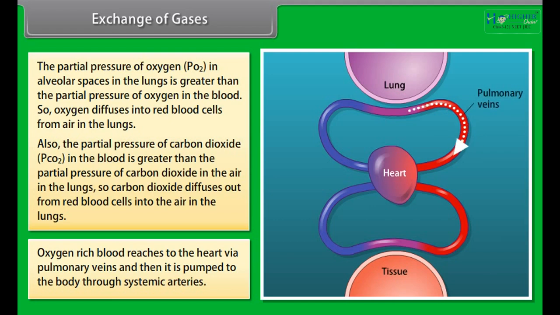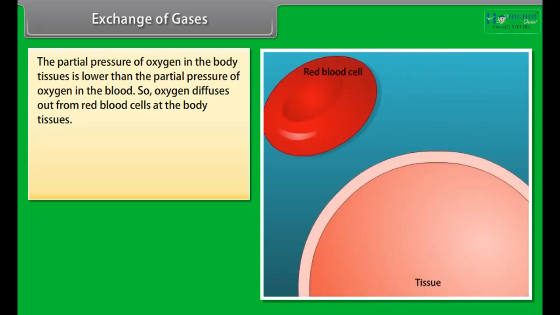Oxygen-rich blood reaches the heart via pulmonary veins and then it is pumped to the body through systemic arteries. The partial pressure of oxygen in the body tissues is lower than the partial pressure of oxygen in the blood. So, oxygen diffuses out from red blood cells at the body tissues.